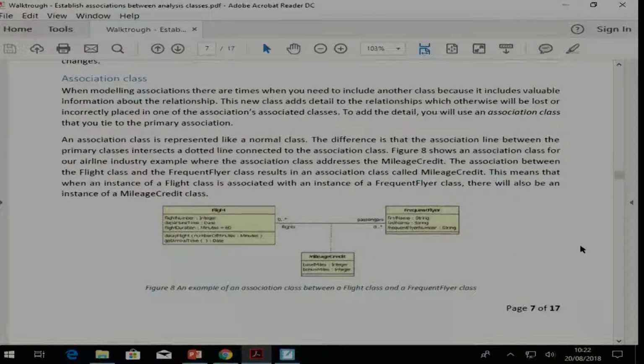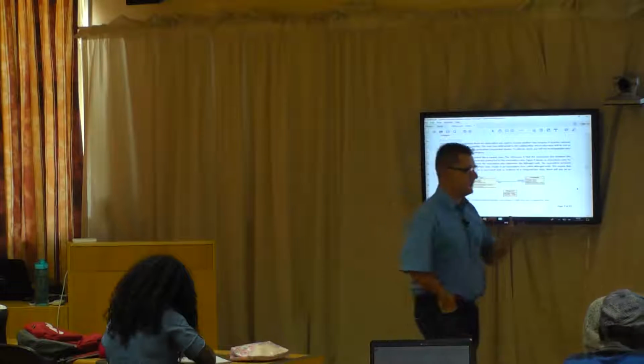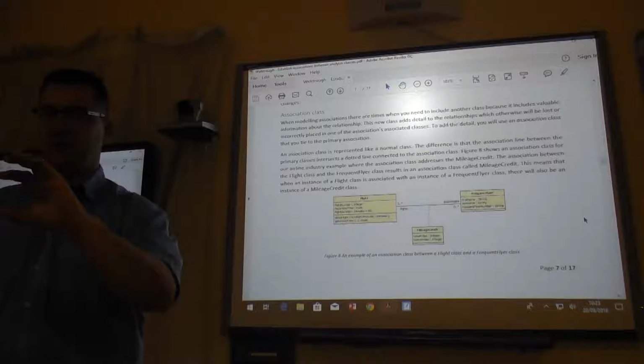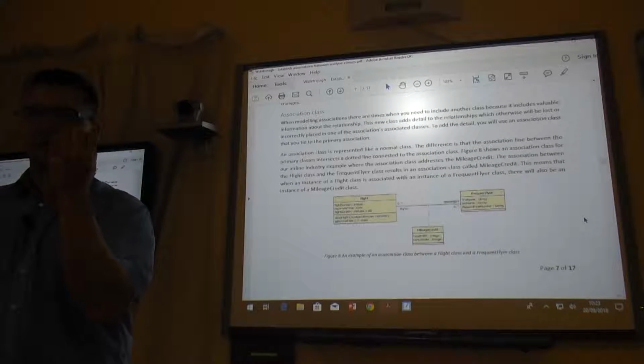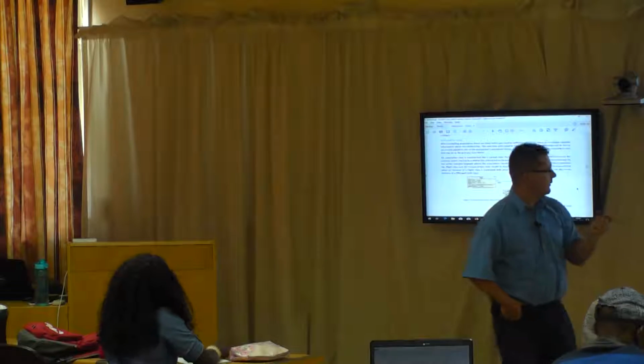Now, the other day we looked at it again in association class. What does that tell us? An association class tells us that we have a class here on the association, and this class captures information about the association.